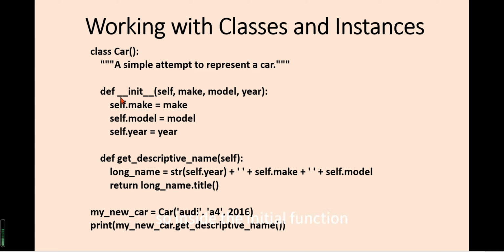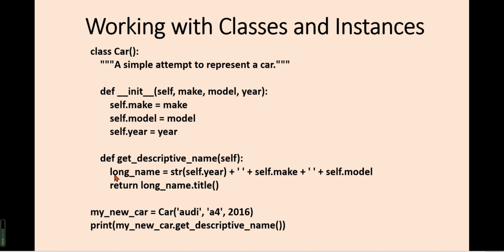So inside the initial function, we assign these three values, make, model, year, to three attributes called make, model, year. So the right side actually are values inputted by the user when creating an instance of a car class. Then the left side, three with the same name, are attributes of this object, this instance of car. And the second method is called getDescriptiveName, self representing this car.